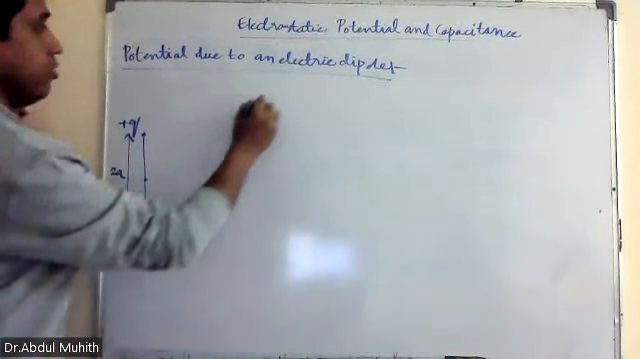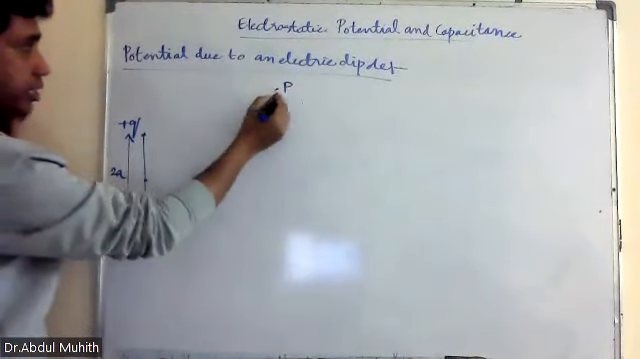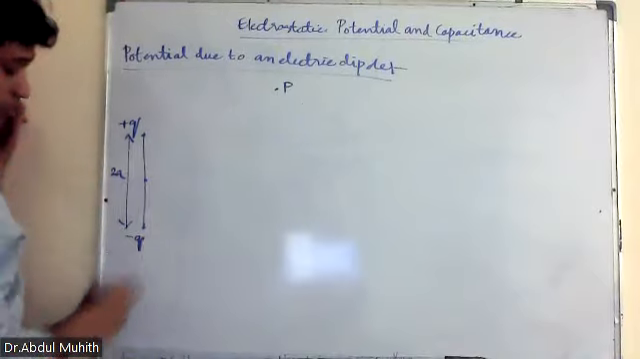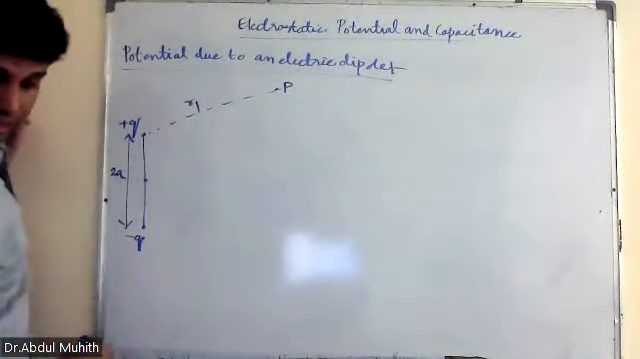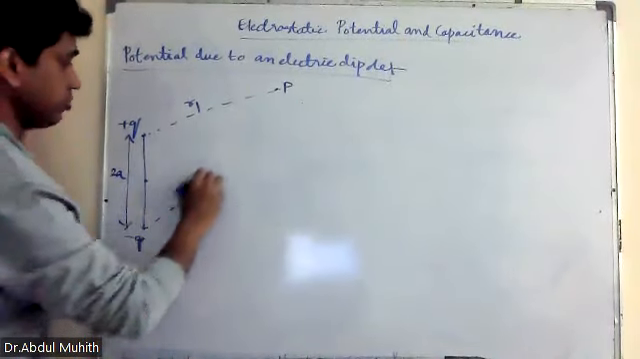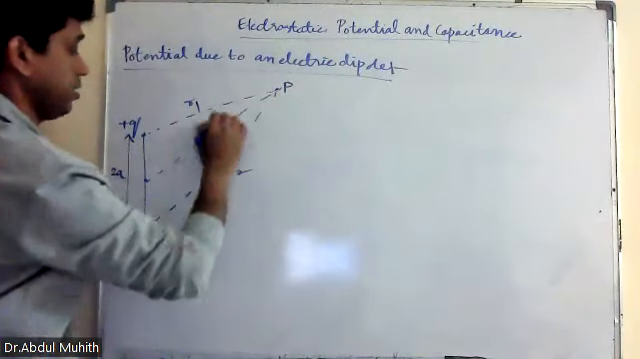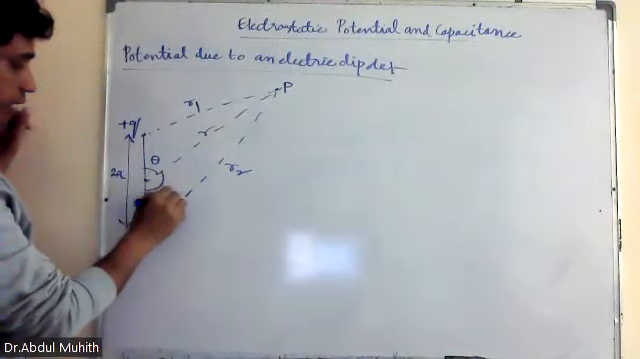Okay. Now see here. I want to find out the electric potential at a point due to the dipole. The distance from here to here is R1, the distance from here to here is R2, and the distance from here to here is R.